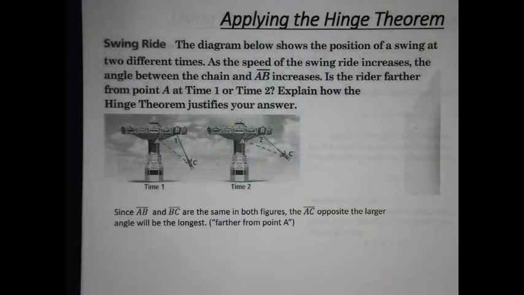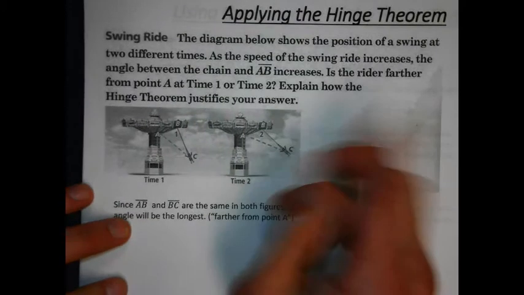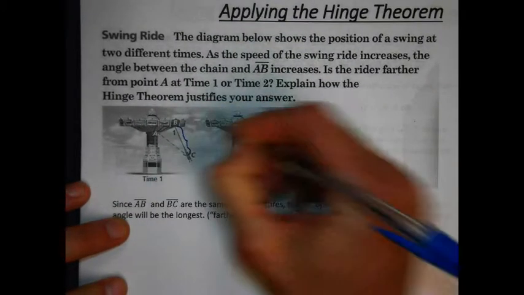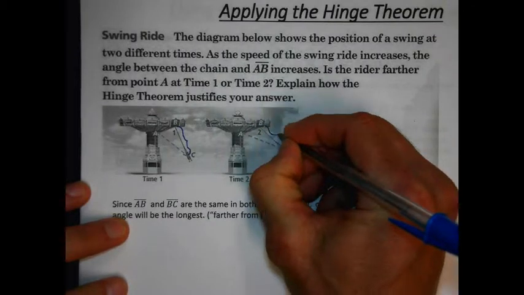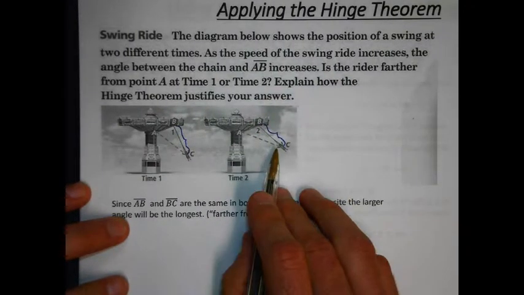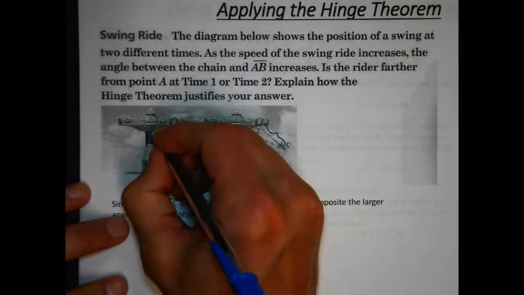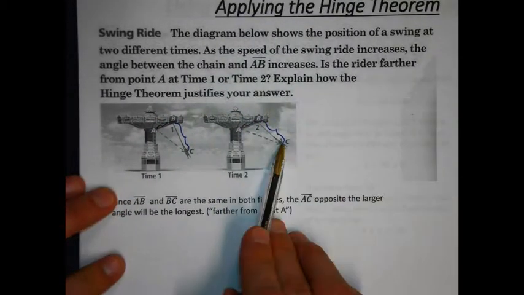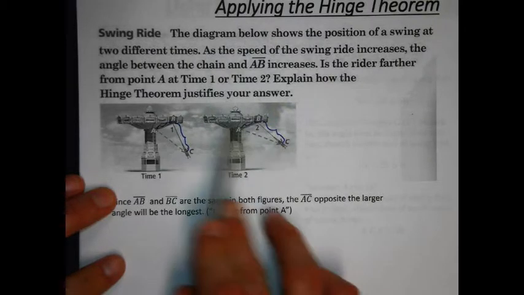Okay, so what's happening here? It's a swing ride, it's twirling, twirling, twirling. Now, the faster it goes, the higher the swing is going to go. What's interesting about this is that the distance from B to C is the same, no matter what. Distance from B to C is the same, and the distance from A to B is the same, no matter what. Okay? So what is changing? What's changing is the distance from A to C.